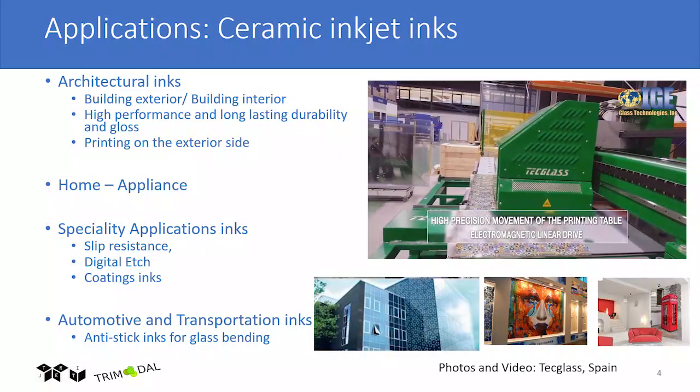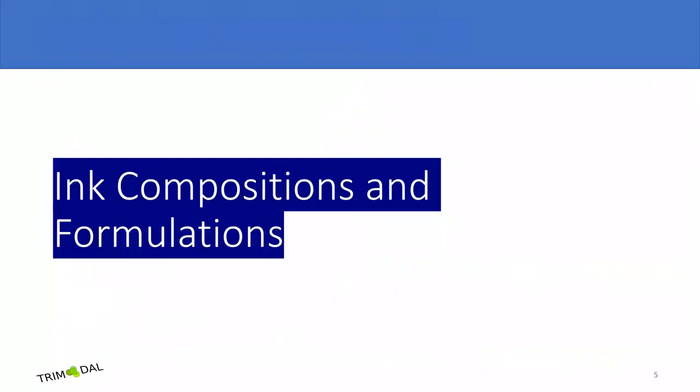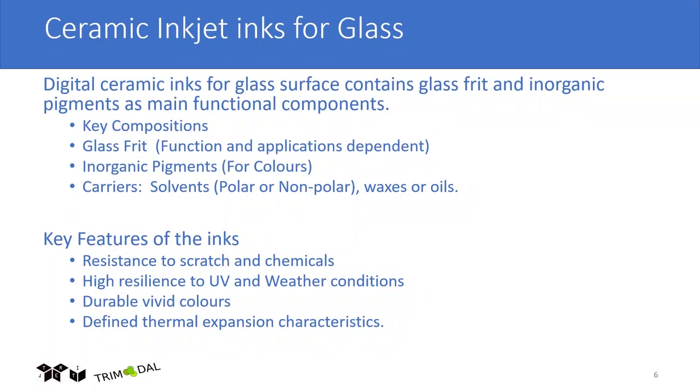Yeah. So coming to that, it's a mechanism of printing, but printing on a hard substrate. It doesn't have to be glass. It could be anything. And the surface energy and all that matters. So just to give you a background on a ceramic inkjet ink for glass, what is it? Compositions. The key component, as I said, is a glass frit, right? For this type of industry, and the inorganic pigment.